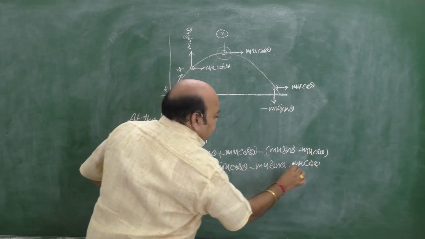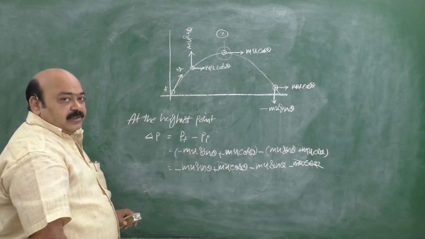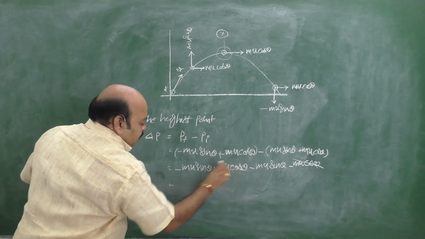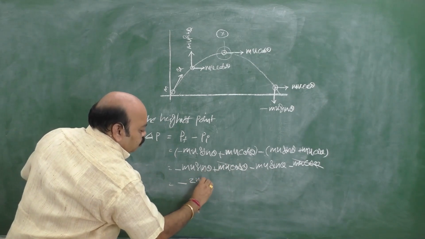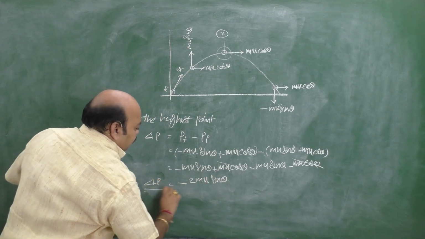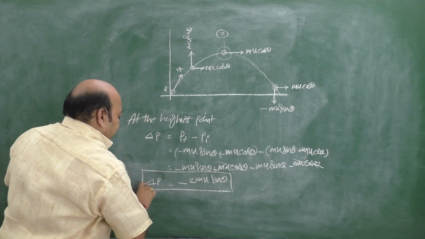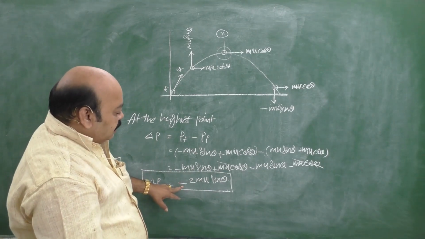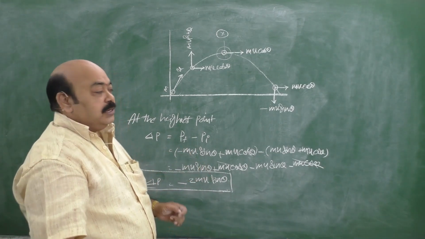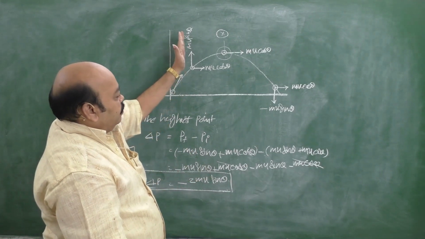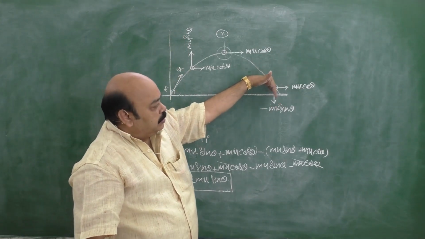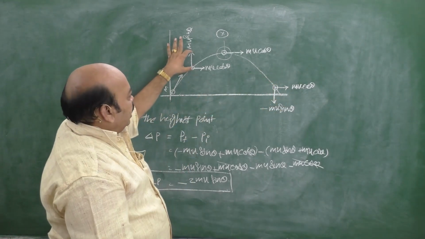Then these two terms get cancelled. Plus mu cos theta minus mu cos theta gets cancelled. Then minus mu sin theta and one more minus mu sin theta, which results in minus 2 mu sin theta. This is the change in momentum of that particle. That means, as usual, this negative sign indicates that the final momentum is opposite to the initial. What is the initial? Initial is vertically up. Finally, it is downwards.